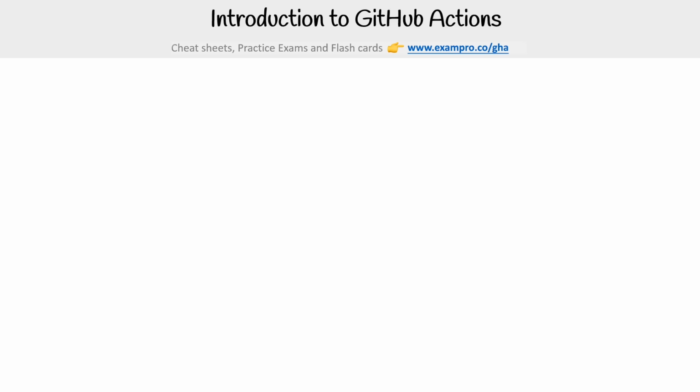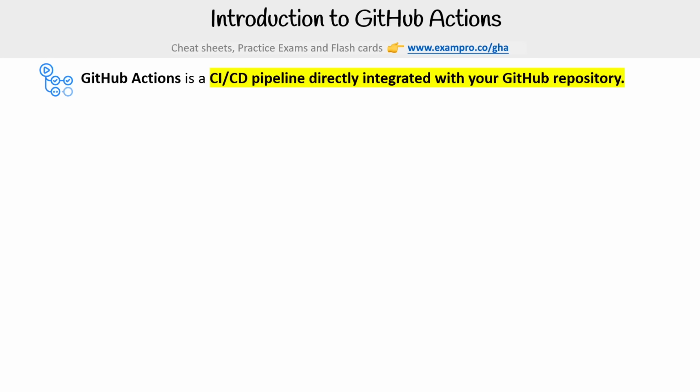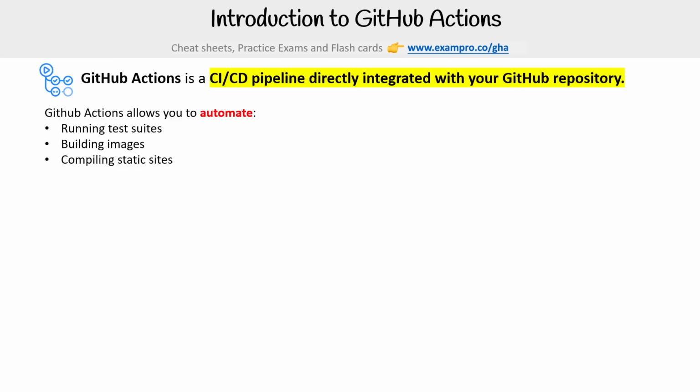Hey, this is Andrew Brown, and we are at the start of our journey, asking the first important question first, which is, what is GitHub Actions? GitHub Actions is a CI/CD pipeline directly integrated with your GitHub repository. GitHub Actions allows you to automate running test suites, building images, compiling static sites, deploying to code servers, and whatever you can think of, because it's just compute that is automated, so whatever you want to do with it.